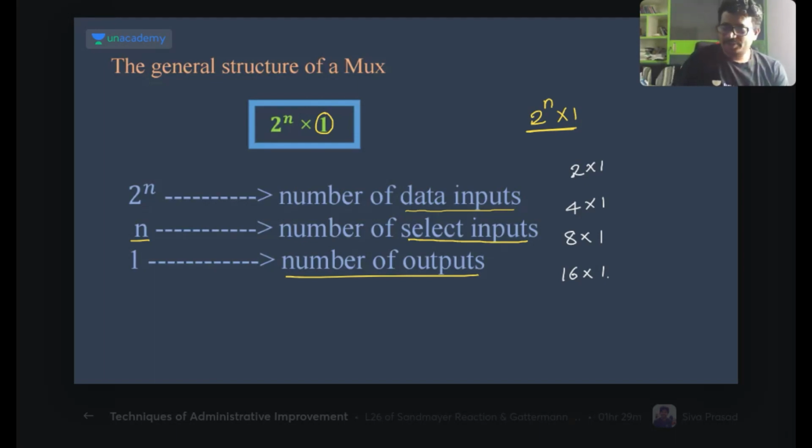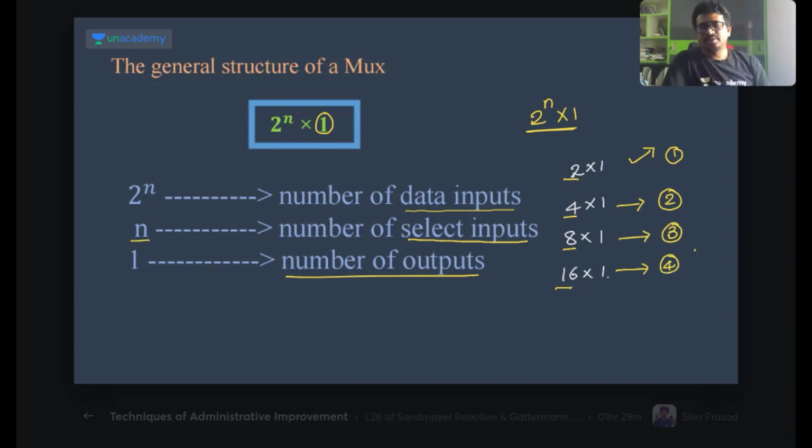The inputs are 2, 4, 8, 16. Then how many select lines here? In this case, one select line. In this case, two select lines. In this case, three select lines. In this case, four select lines. These are the select lines. This is the general structure of any multiplexer.